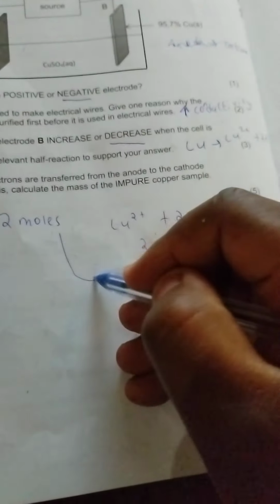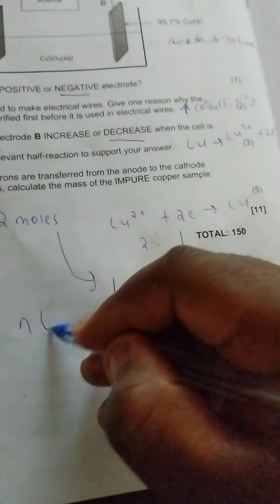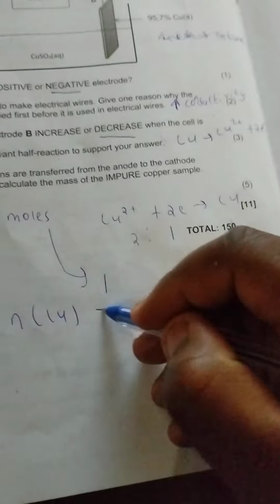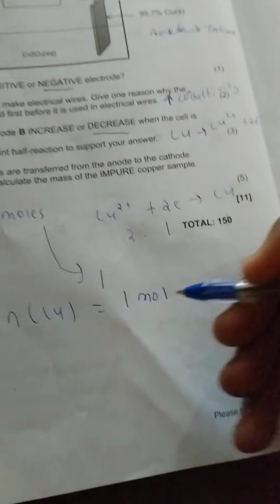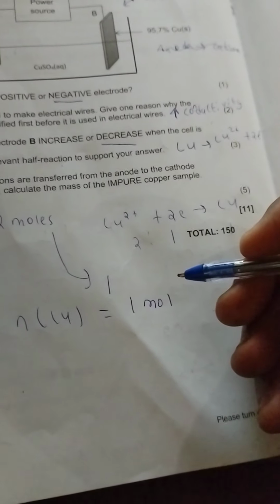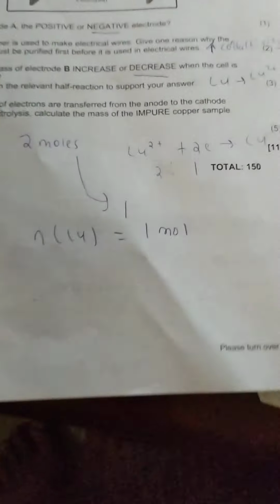So meaning we're going to go from 2:1. Based on the ratio, the number of moles of copper at the cathode will be roughly 1. And remember, the aim is to find the mass. They want the mass of the impure.